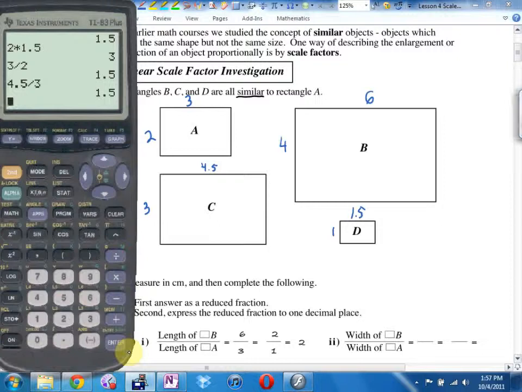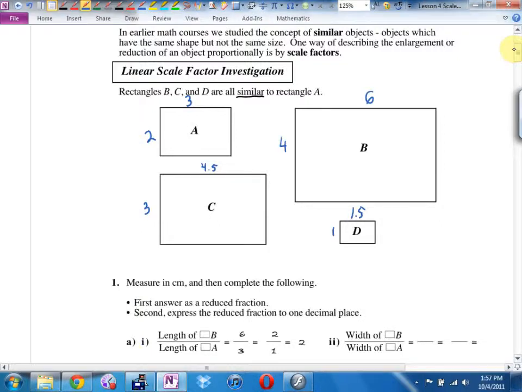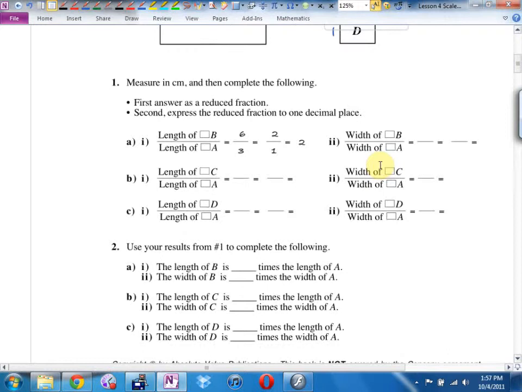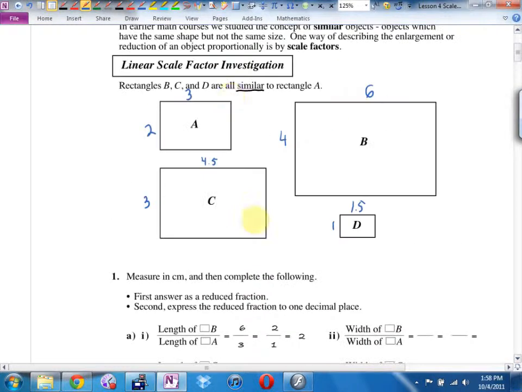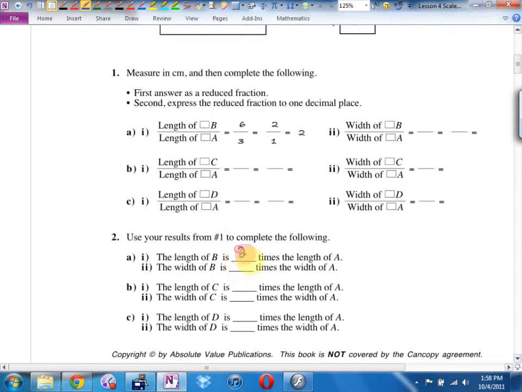So here's what it's saying. It says, measure in centimeters and then complete the following, and it wants us to make a conclusion. I'm going to jump straight down to part 2A. It says the width of B is how many times the length of A? 2. And the length of B is also 2 times the length of A. We would say that the scale factor here is 1 to 2.